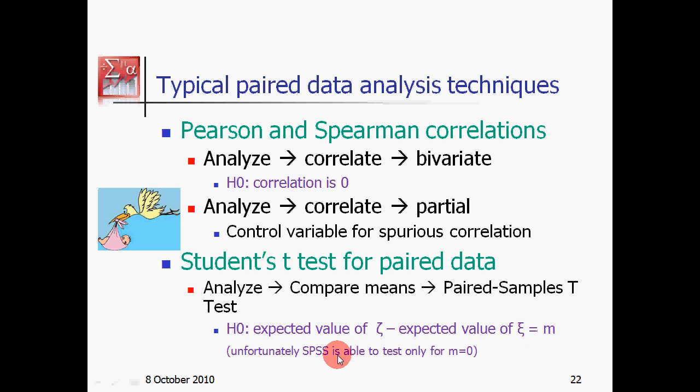Unfortunately, as you can see here, SPSS is able to do the test only for m equal to 0. So SPSS will simply check whether the expected value of the first variable is equal to the expected value of the second variable. So we'll check whether, on average, the two variables are the same. Officially, in statistics, you can do this test even with an m different from 0. So you can check whether there is a systematic difference between the two expected values. In SPSS, you can do it only for m equal to 0.